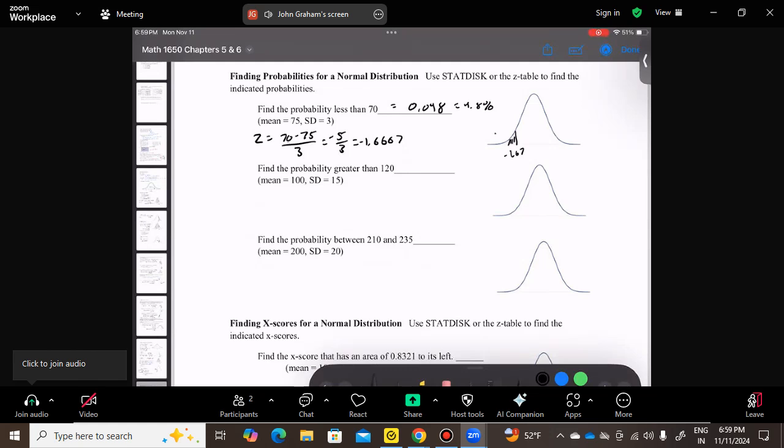So I'm going to the left of that. All right, so find the probability of greater than 120. So z is 120 minus 100 over 15, so 20 over 15, which is going to be very similar, 1.3 repeating. All right, so this one's out here, and we want greater than it, so we want to the right.